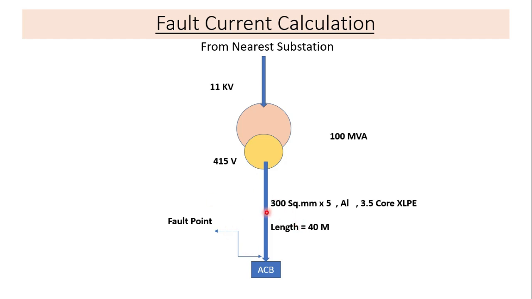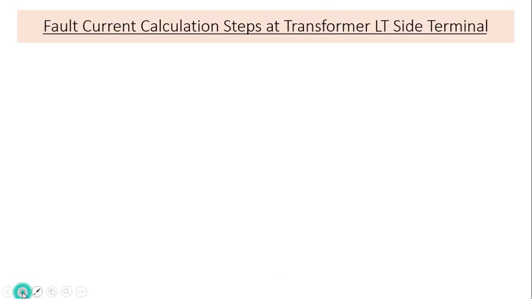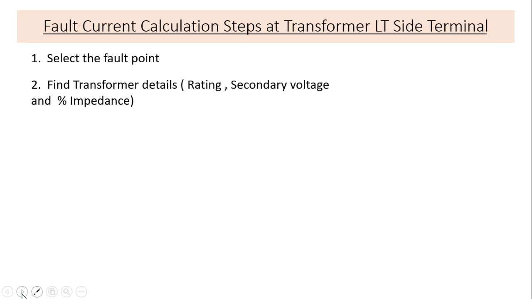Here we have some steps, which we have to follow to calculate the fault current easily. In the first step, we have to identify and select the fault point where the fault actually happens before the calculation. Then find the transformer details: the rating of the transformer, the secondary voltage of the transformer, and the percentage impedance of the transformer. These three ratings are considered while calculating the fault current.